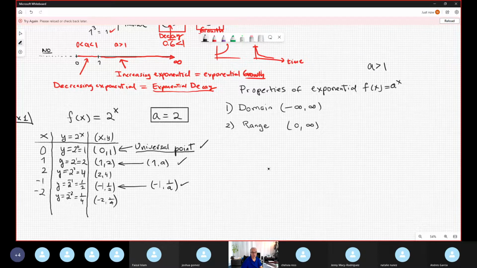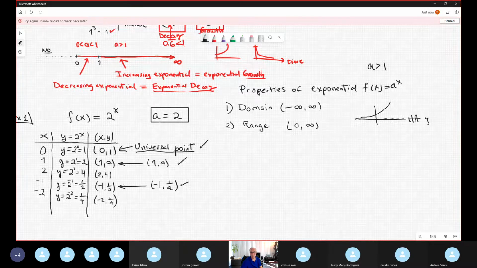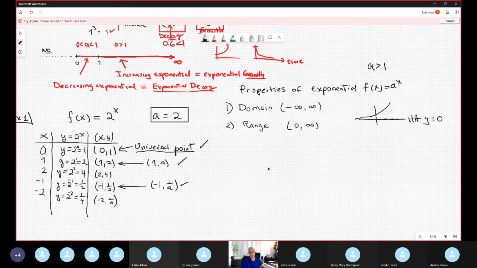Do you see this idea? The graph is like that. Asymptotic. Never crosses or touches 0. This is the horizontal asymptote. And you see that the y values cover only the positive part and never the negative part.